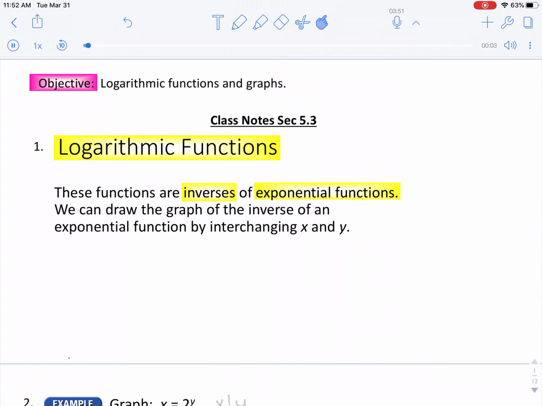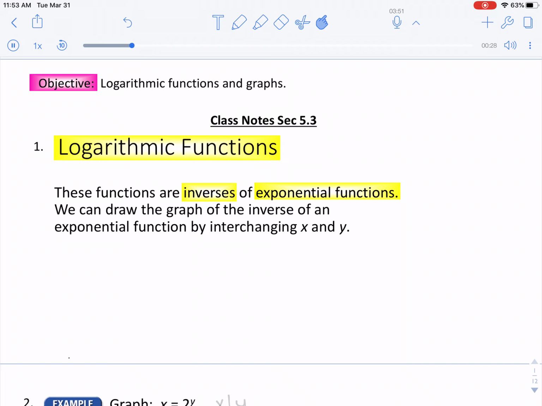This is Class Notes Section 5.3, and we're going to look during this lesson at logarithmic functions, which we usually refer to as logs. These functions are inverses of exponential functions. So remember that an inverse, if you're doing a graph, all you have to do is switch the x and the y values, and that's what we can do when we're trying to find the inverse of an exponential function, which gives us a log function.